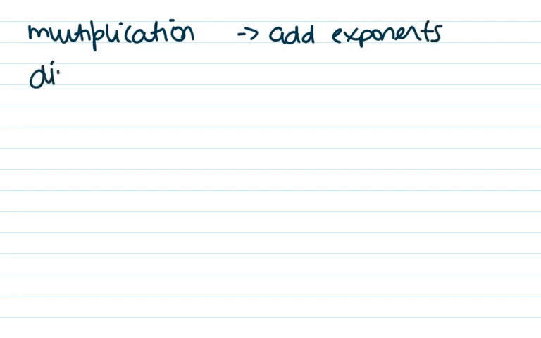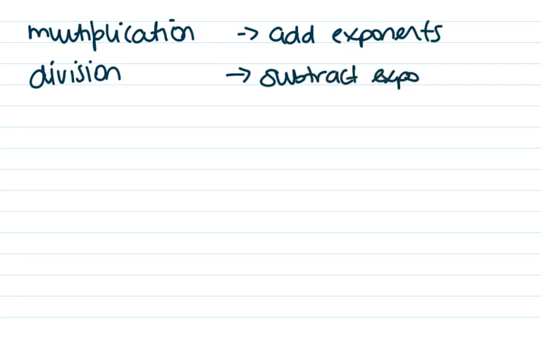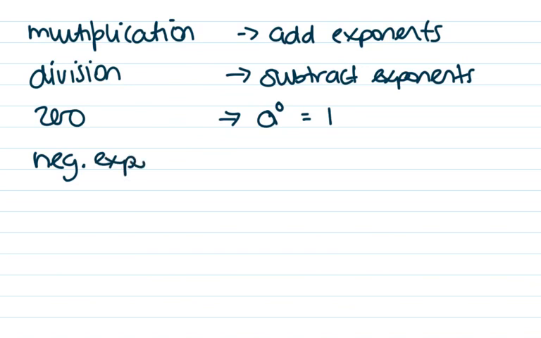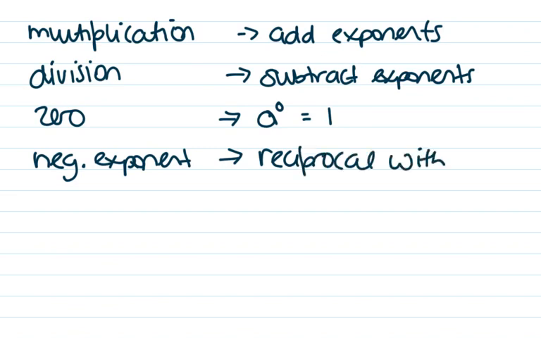The division rule says that when I divide two numbers with exponents that have the same base, I can subtract their exponents. The zero rule says that anything to the power of 0 equals 1, and that's because when you divide anything by itself, that's equal to 1. If I have a negative exponent, I just use the reciprocal with a positive exponent.